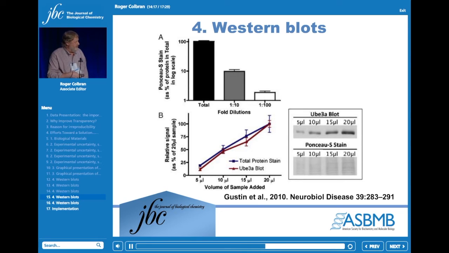And then this is another example here where he's done a different loading of total protein. This doesn't project very well here, but this is Ponceau S staining. And then this is a Western blot for a ubiquitin ligase. And again, across different volumes of sample loaded, this is a fairly linear relationship here. So this is the sort of result you should be trying to get. And then you're in good shape using your methods for quantitative analysis.